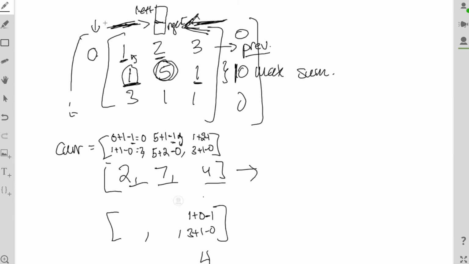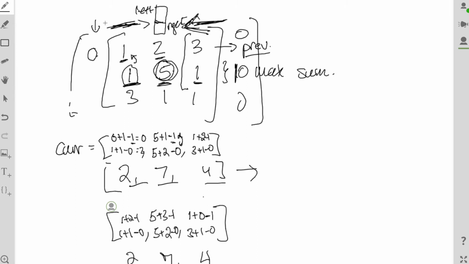You can see that 3 plus 1, if we're just dealing with the right-hand side here, then we see that the max value is 4 here, right? Then we deal with 5, right? Okay, so 5 plus 3 minus 1, or 5 plus 2 minus 0. So this is going to be 7, right? And then here, 1 plus 2 minus 1, or 1 plus 1 minus 0. So it's going to be 2.